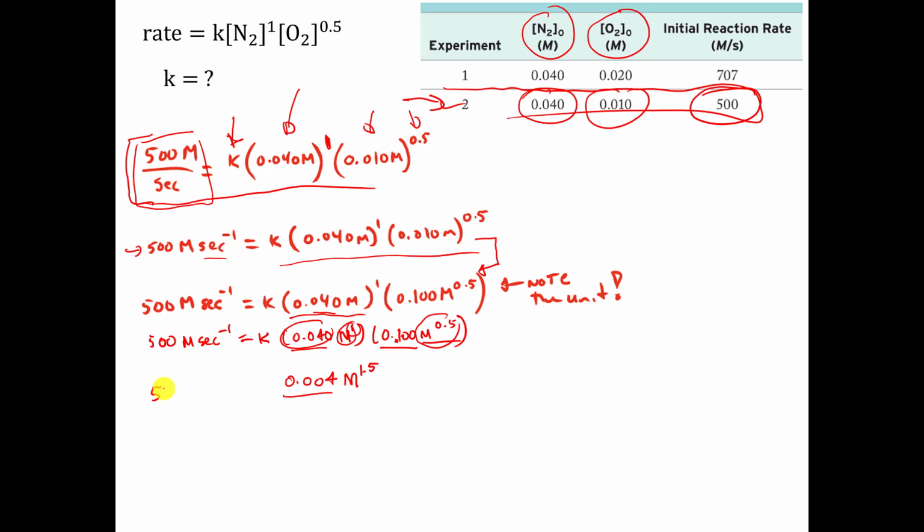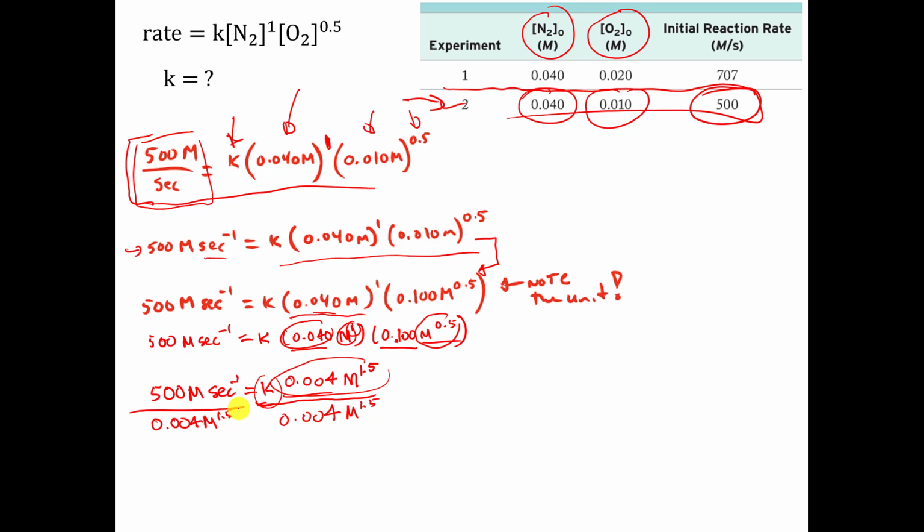So 500 molar per second, that's our speed, is going to equal the rate constant times 0.004 molar to the 1.5 power. And this looks crazy, and it kind of is, but this is just what you have to do to get your K number. Now the only thing that we have left to do is get the K number alone, which means we need to divide both sides by 0.004 molar to the 1.5 power, to get the left and right sides to stay equal.